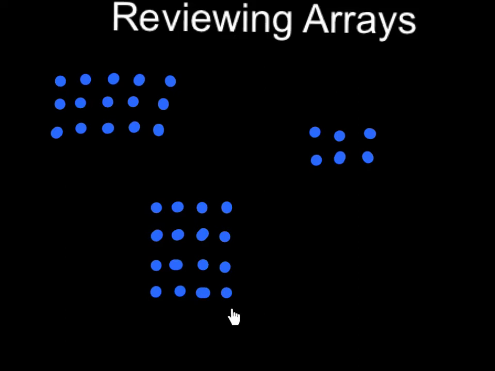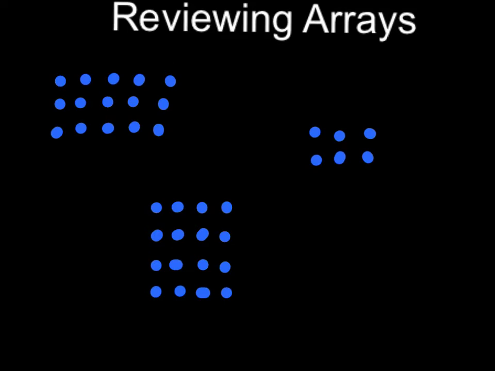You will also notice that each column has the same number of objects. All of these columns have 3, these columns have 2, and these columns have 4. Each array is rectangular in shape. What number sentence does each array represent?